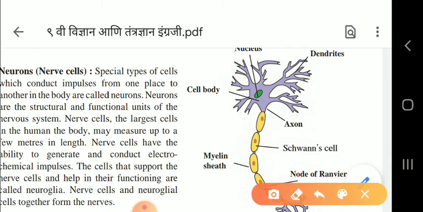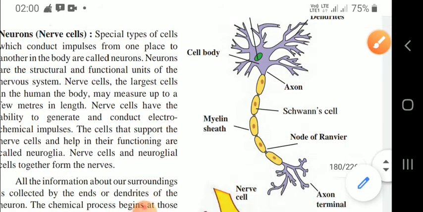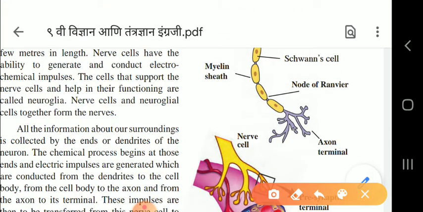First, here are the dendrites. Here in the center, this is the nucleus. This full structure is the cell body. Now, this portion is called the axon. So, from the dendrites, the impulse goes to the axon. Then here you can see the node of Ranvier, axon terminal, etc.